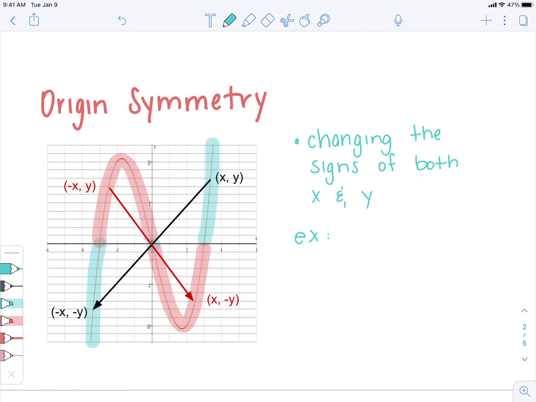So, for example, if I have (2, 3), then I also have (-2, -3).